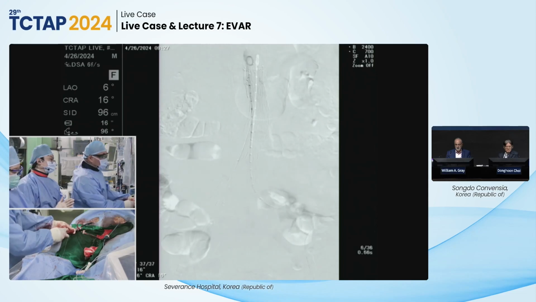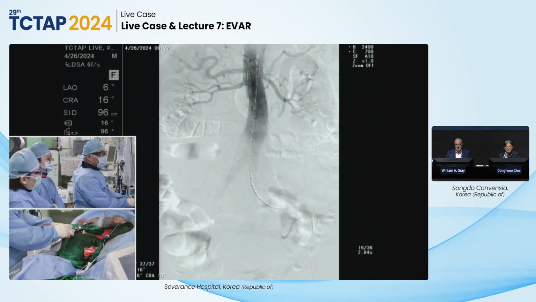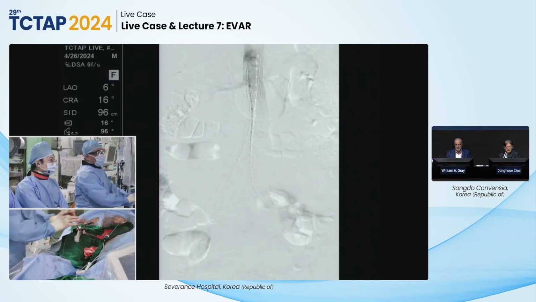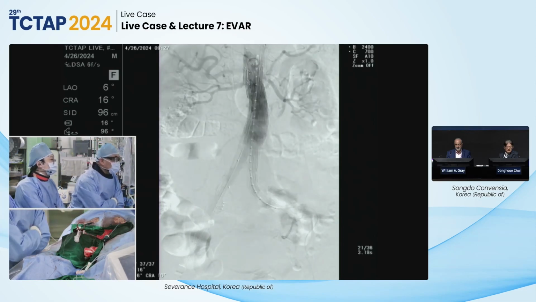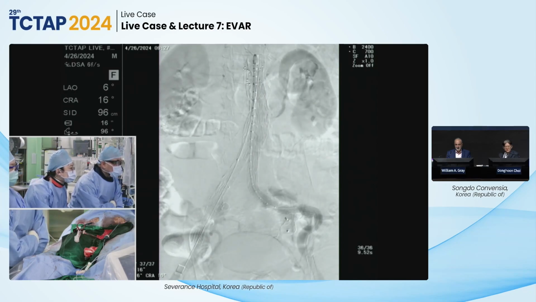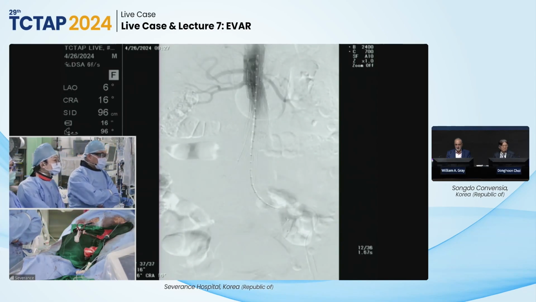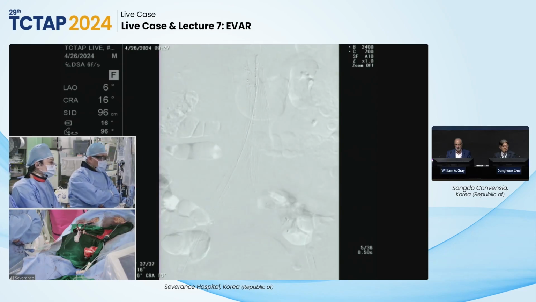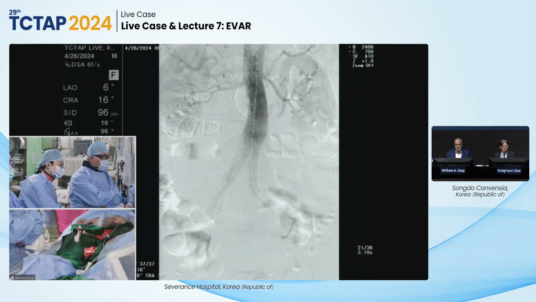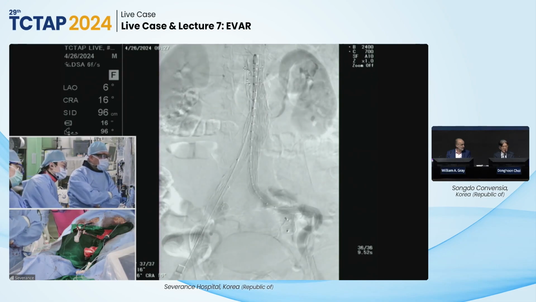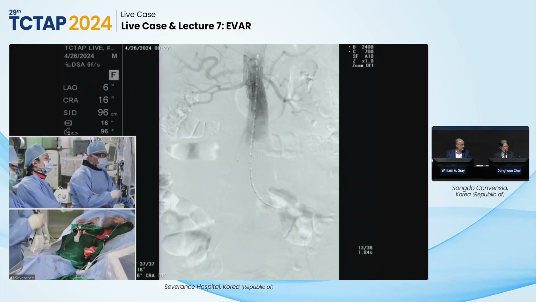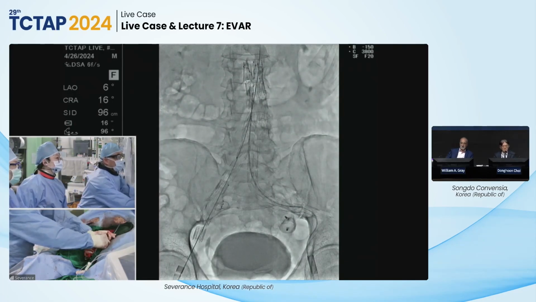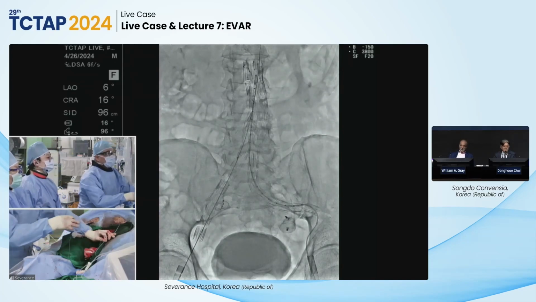So this is the final aortogram. I think there is no significant endoleak, and flow to the right internal iliac artery is okay. So Dr. Ko, could you do one more angio within the main body? Okay. So the dye was a little bit faint. Okay, it's okay.